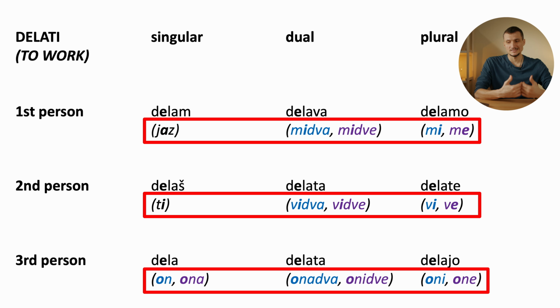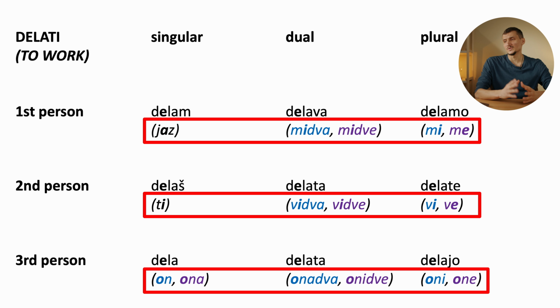They have a unique signature. So delam can only be jas, which makes jas kind of unnecessary. Delaš can only be ti. Now it's true that delava, the two of us, can be the two of us men or the two of us women. The male ones are also for mixed groups. So a man and a woman is still midva, sexist as it is.